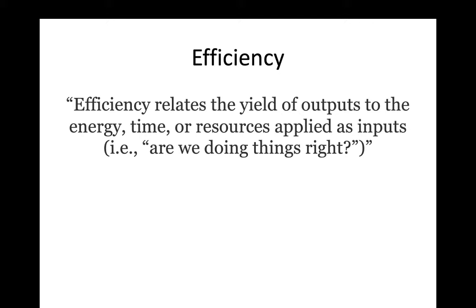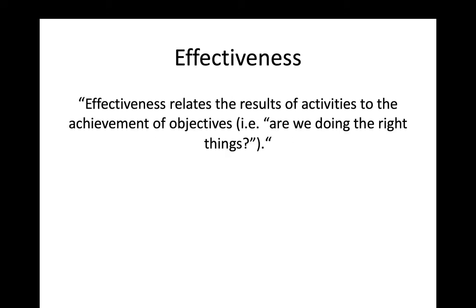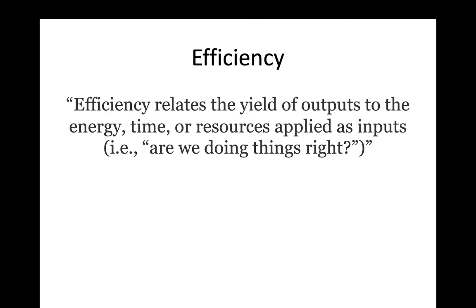Efficiency relates the yield of the outputs to the energy, time or resources applied as input. In simple terms, are you doing things right? So there is a difference. Effectiveness is, are we doing the right thing, and efficiency is, are we doing things right? This means efficiency depends on the output. So how will we know that whatever we are doing is right? Our results or our outputs will be more efficient. So efficiency depends on the output.